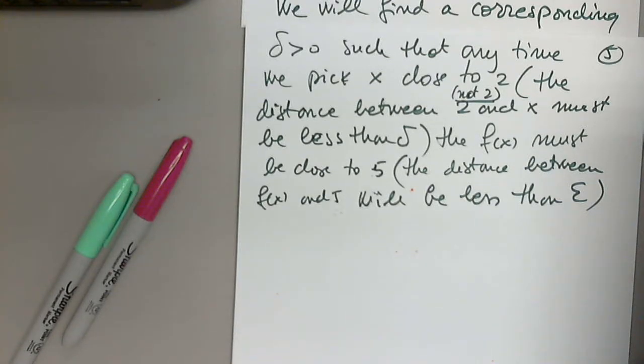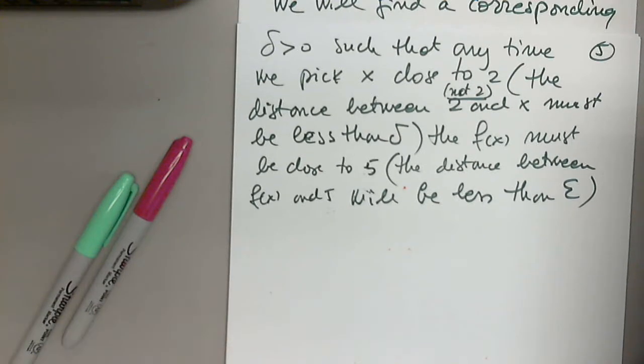So one more time. When I pick epsilon around 5, I can find an interval around 2 such that when I pick the x value close to 2, f of x will fall within epsilon away from 5. Why? For any epsilon, because the limit exists. Okay, so how do I write this? How do we write this in one row, just one row?